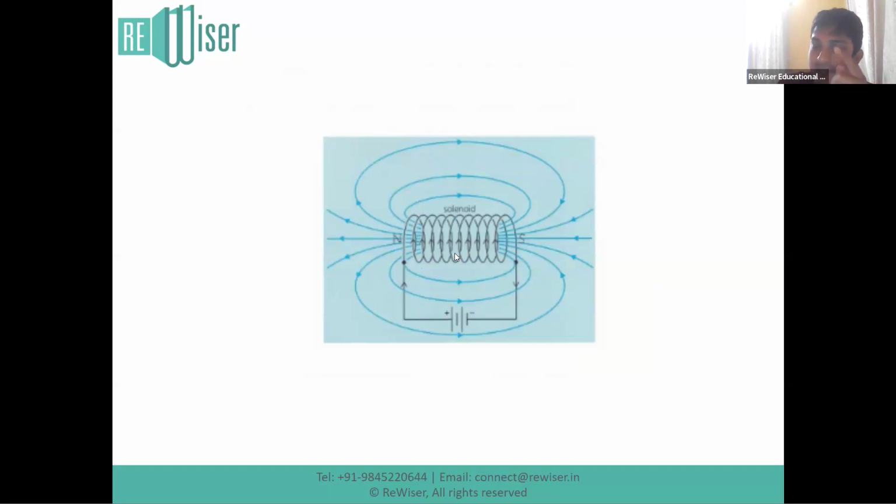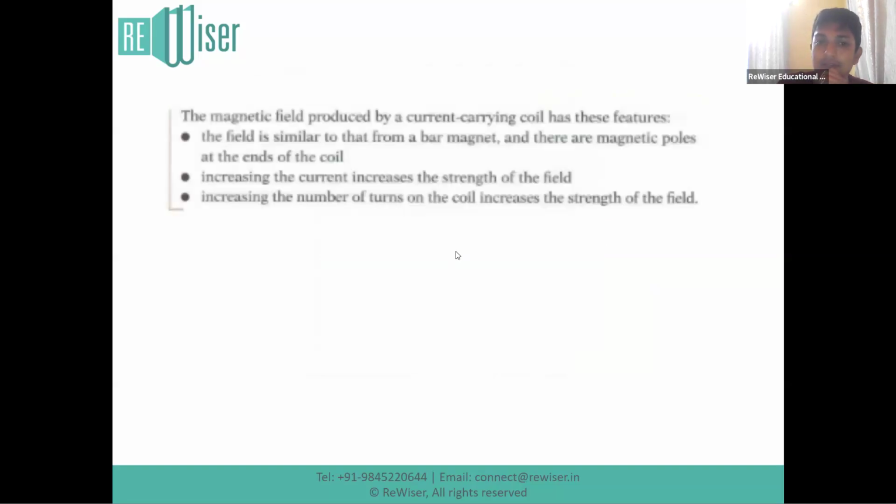If current is straight, then the magnetic field around it will be circular. That's it. Straight, circular. Think of it that way.